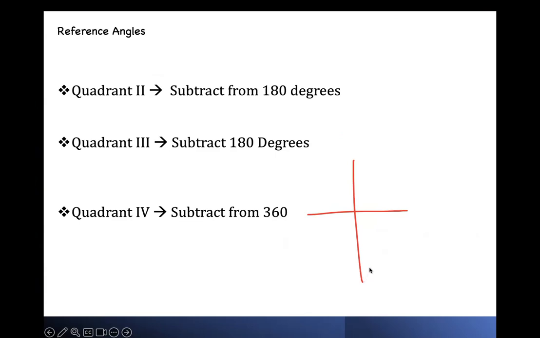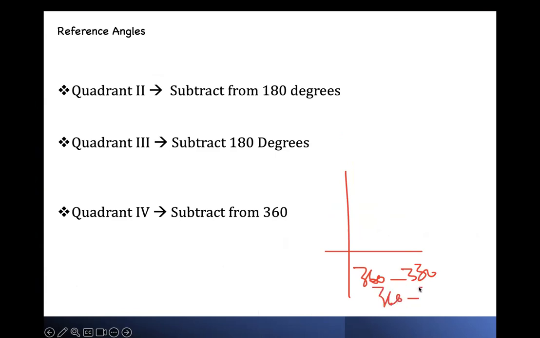So if I have 360, you subtract the actual value that you have from 360, right? So this is something I want you to pay attention to. I have 360 here. If I have 330, I subtract it from it. If I have 300, I subtract it from 360, right? So this is the quadrant that you need to pay attention to.